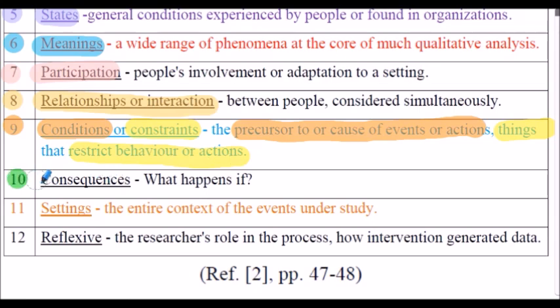10, consequences. What happens if something occurs. 11, settings. The entire context in which the events are considered or researched. And 12, reflective. Within qualitative work, often the researcher's role in the process has to be considered because the researcher is an integral part of the process, e.g. the interviewer. So what's the effect of the interviewer when generating data from the interview?